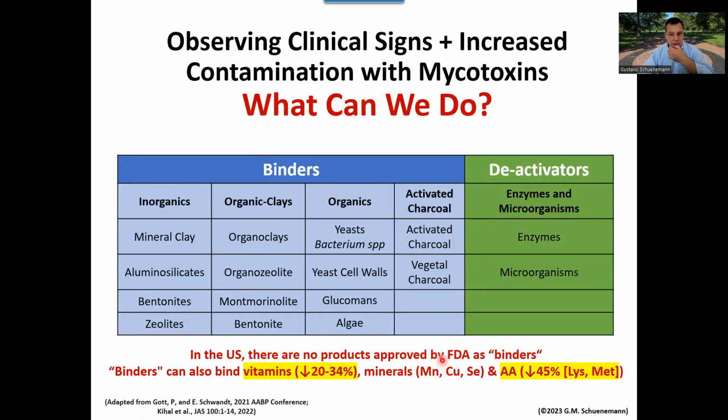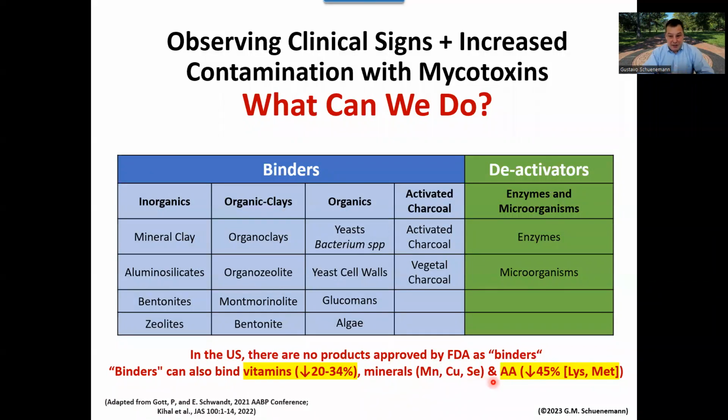Something important when you're using a binder on the farm is that you have to be fully aware that they also bind vitamins, both the water soluble and the lipid soluble vitamins. It could reduce them by about 20 to 34%, depending on the vitamins, so it can have a significant effect. So you're going to have an addition there, but also there is a side effect. There is also a binding effect for minerals, especially important in dairy cattle or for growth: copper and selenium, both very important cofactors of many enzymes.